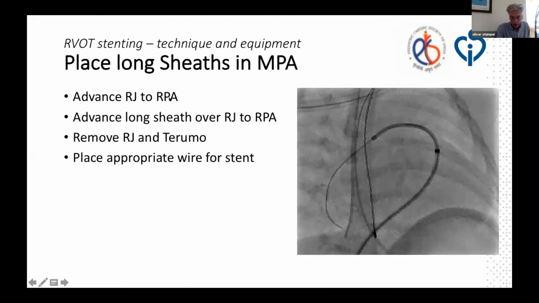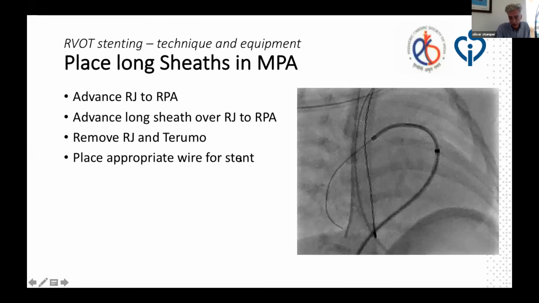Then when we cross the valve, we advance the right Judkins to the RPA, and over this right Judkins, we advance the long sheath. So use the right Judkins more or less as the dilator for the Cook Flexor sheath or Mullins, whatever you use. And then we remove the RJ and Terumo wire, and we place appropriate wire for a stent as distal in the RPA as possible.